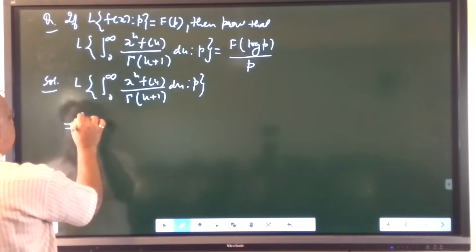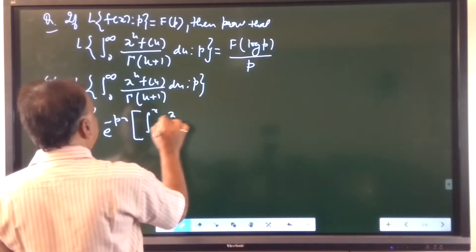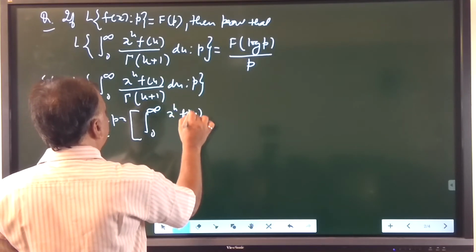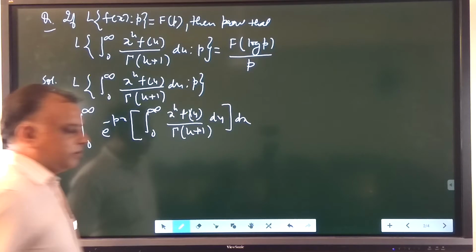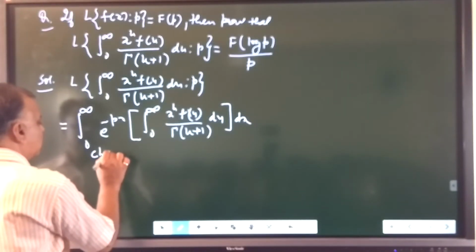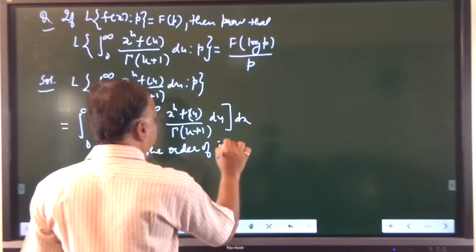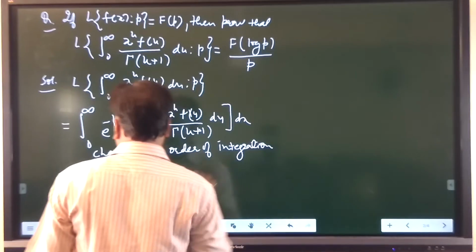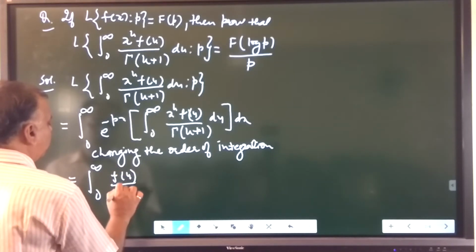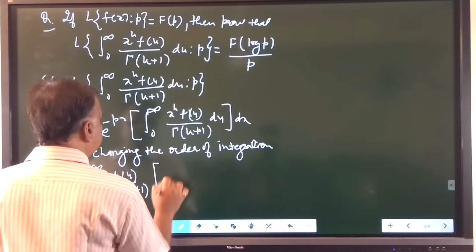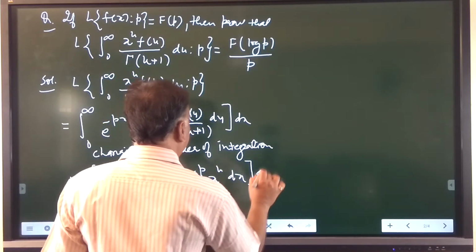By the definition of the Laplace transformation, this is equal to the integral from 0 to infinity of e raised to minus px, times the integral from 0 to infinity of x raised to u f of u upon gamma of u plus 1 du, dx. If we change the order of integration, we get the integral from 0 to infinity of f of u upon gamma of u plus 1, times the integral from 0 to infinity of e raised to minus px x raised to u dx, and then integrate with respect to u.